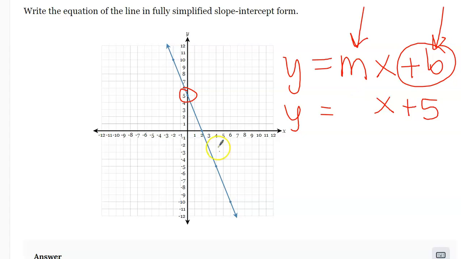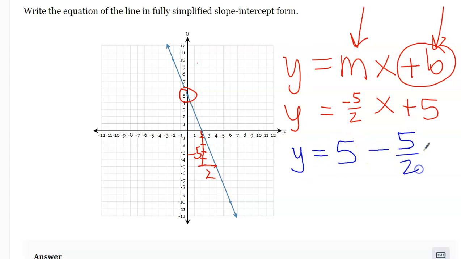So what I'm going to do is I'm going to count the distance by drawing a slope triangle between two perfect corner points. So I have 1, 2, 3, 4, 5, which is negative, because the line is going downhill, and then 2, which is positive. So negative 5 halves x plus 5. You could also write it in the other order, where the y-intercept is first, and the slope is second. It's up to you, but both are correct.